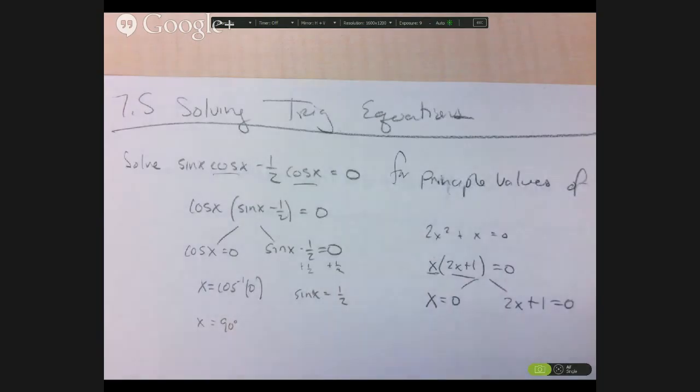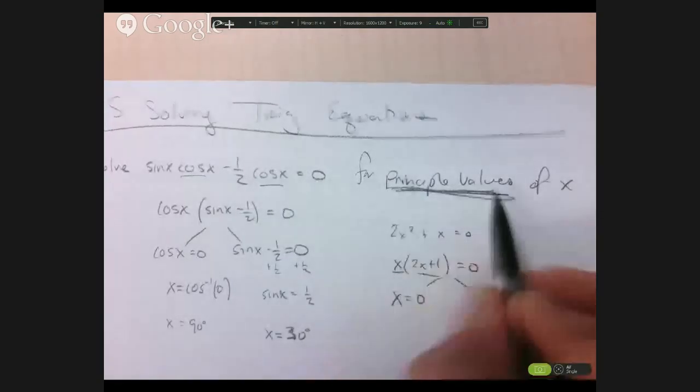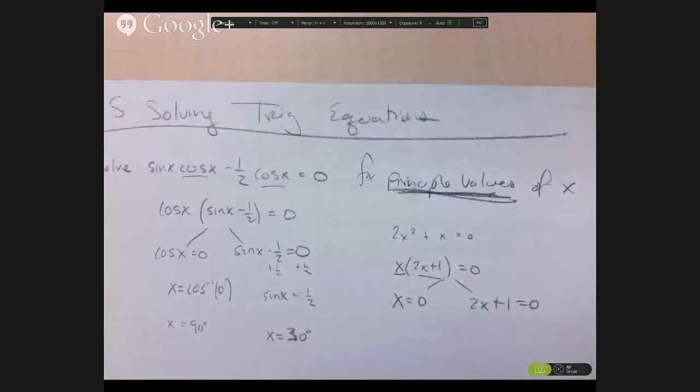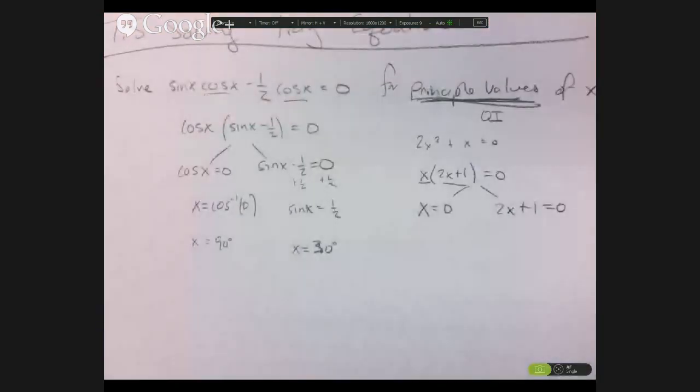And where else? Because we need to be between 0 and 90. That's what this means. 30. There you go. Okay, so when we're in principal values, we're just going to be focusing on the first quadrant. It kind of narrows it out and makes it easier. Is that one okay?